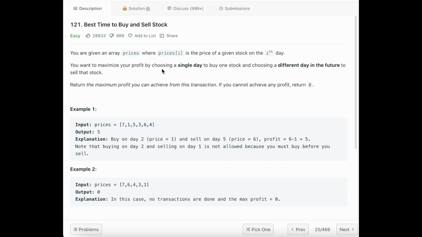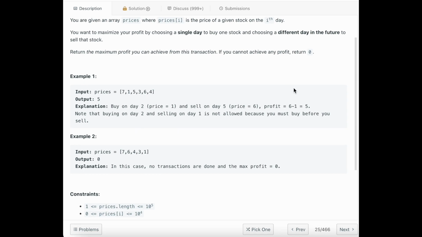So which means that you can only buy before you sell the stock. And return the maximum profit you can achieve from this transaction. If you cannot achieve any profit, return 0. So you should always make note of this one. In case of any of the edge cases, the answer is going to be 0, and the output of this program is going to be 0 or a positive integer.